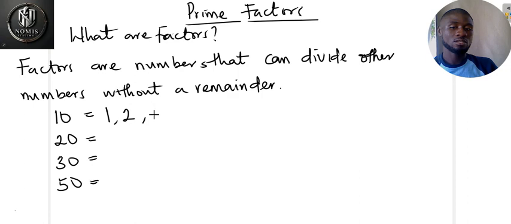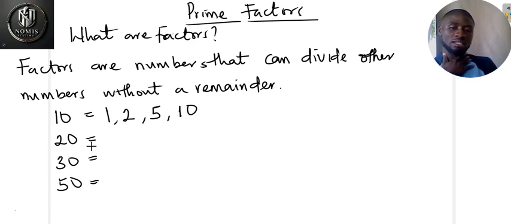4 is not a factor. 5 is a factor. And then 6, is it? 7, is it? No. 8 is not a factor. 9 is not a factor. So the next factor is 10. Once you are looking for the factors of a number and you start from 1 till you get to that same number, that will be the last factor of that number. So the number 10 has only 4 factors, numbers that can divide it without any remainder.